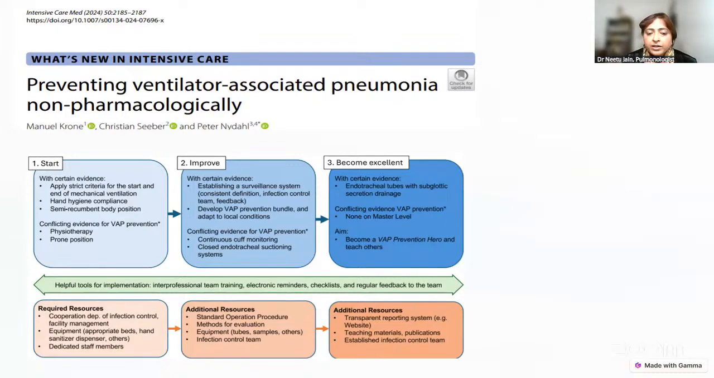So all these require interprofessional team training, reminders, checklists, and regular feedback to the team. Cooperation between the facility, good equipment and dedicated staff members is a must to start and become excellent. You also need additional resources like SOPs and an infection control team. I would elaborate a little bit on SOPs. There have been many studies on whether your treatment should be physician guided or SOP guided. I feel that physician-guided management becomes very chaotic. If you have an SOP, which can be modified and individualized according to the patient, it can work best and help you prevent any kind of ICU-acquired infection.